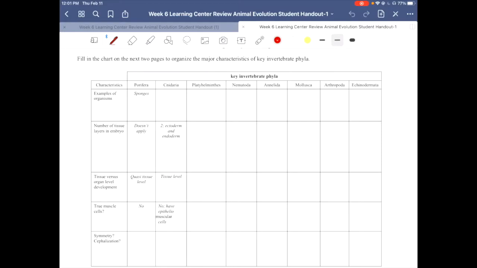Okay, let's get started. So today we're going to be looking at the Invertebrate Phyla.